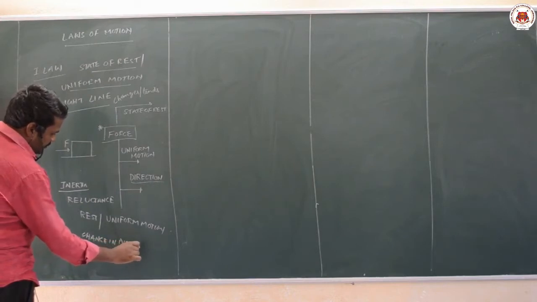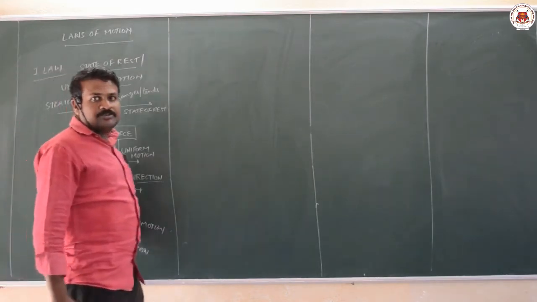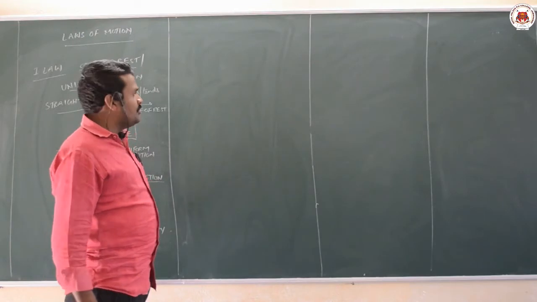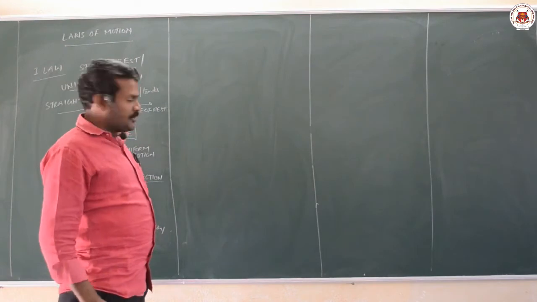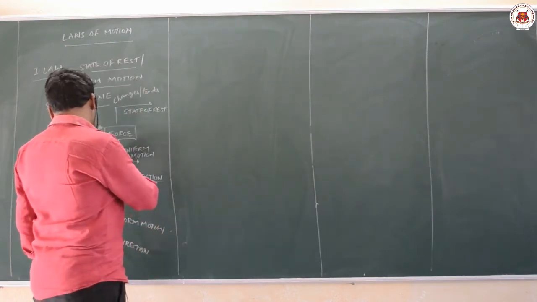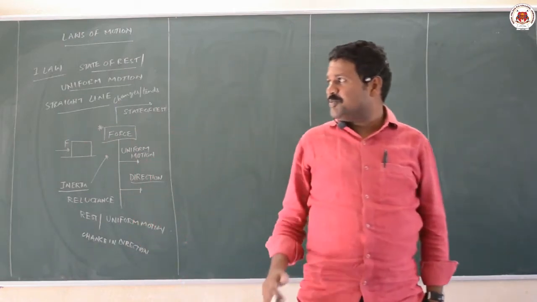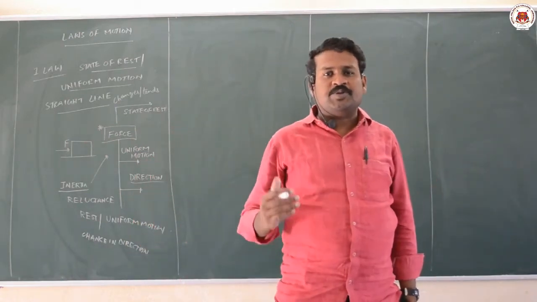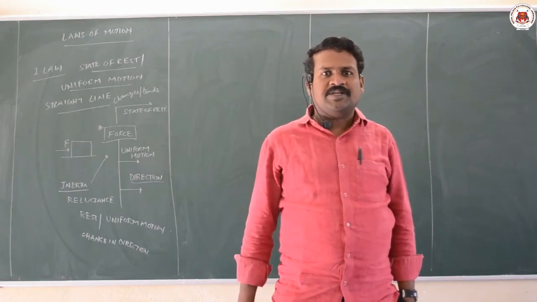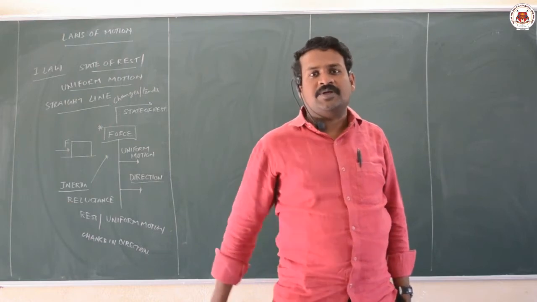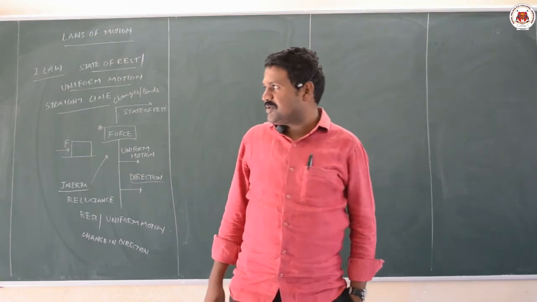Body which is at rest wants to be at rest only. Body which is in uniform motion wants to be in uniform motion only until and unless you apply some force. These two are interrelated. It is the inherent property. Body which is in a single direction wants to be in that direction only until and unless we apply some external force. Inertia is of three types.